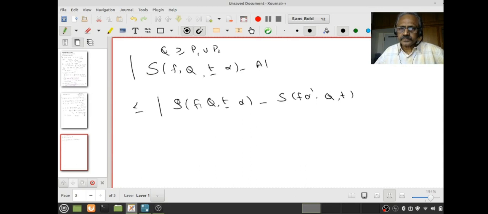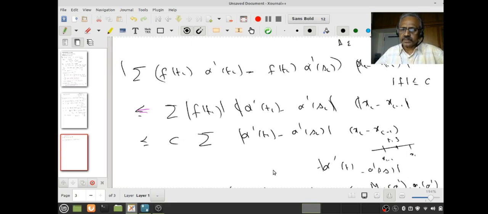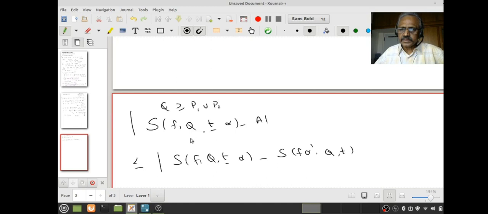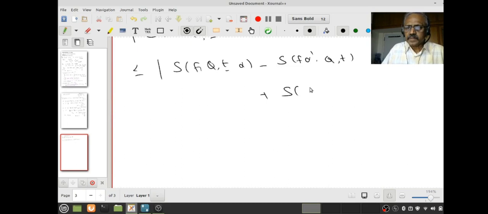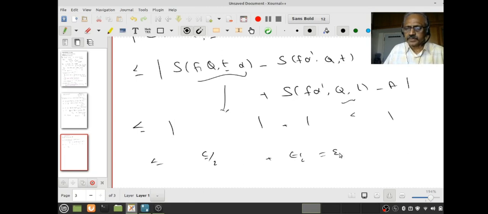Yeah, I wanted to say SF alpha, right? Alpha integral, right, this is correct. So what is it that I have to look at? I have to look at this object. So that object is what I have. Yes, are you following? Okay, plus SF alpha dash Q T minus A. So that will be less than or equal to this fellow plus this fellow, and we know this fellow is less than or equal to epsilon by 2. This fellow is also less than epsilon by 2, so the sum is equal to epsilon.